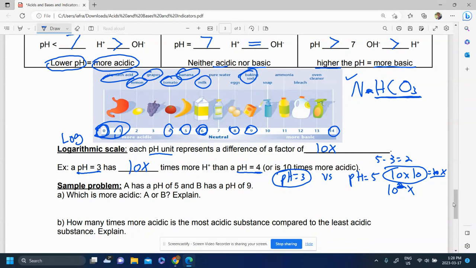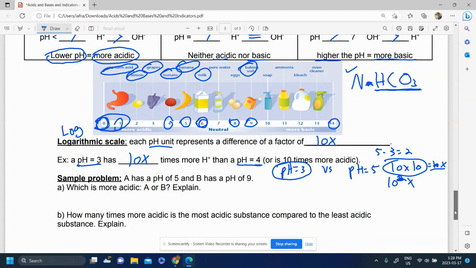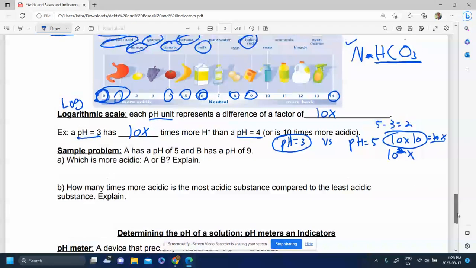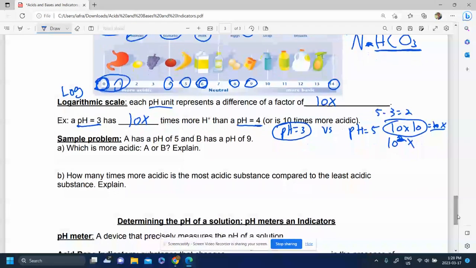So we'll try a sample problem out together. You can try it yourself first to see if you understand the concepts, and then you can pause the video, then unpause it, check your work. So substance A has a pH of 5, and substance B has a pH of 9. Which is more acidic, A or B? Explain.